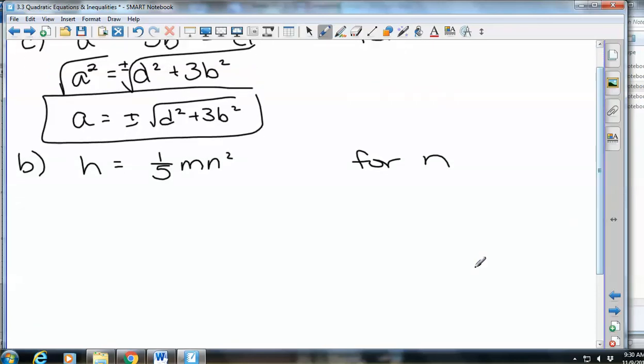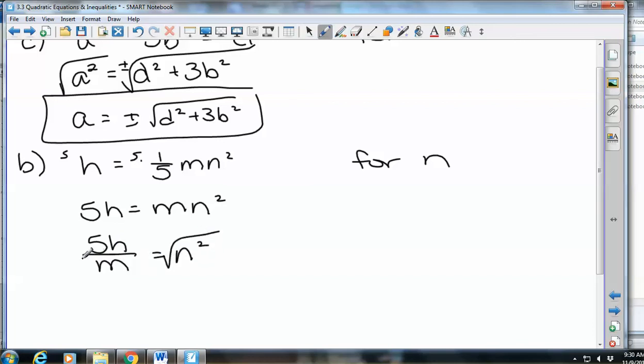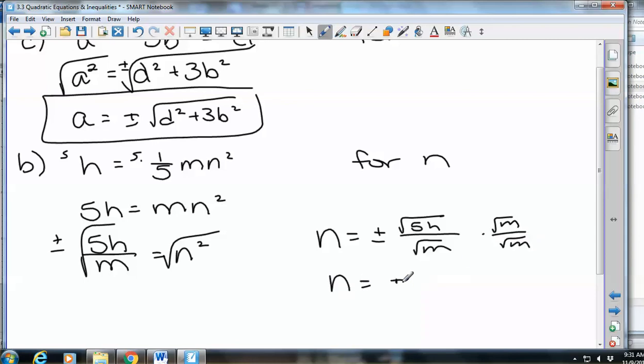B, what did you do first? Multiply by 5. Then divide by our m. Yeah. Multiply by n, and then plus or minus the square root of 5h over n. Good.